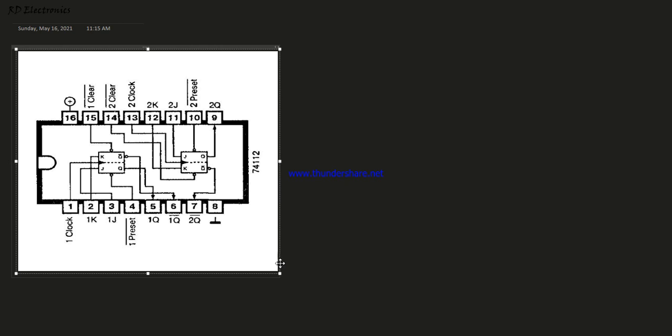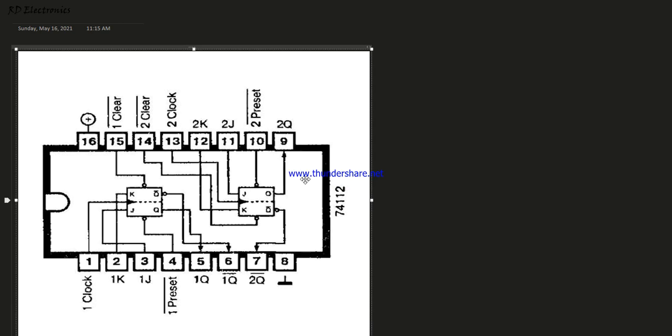Now the next one is 74112, a dual master slave negative edge triggered JK flip-flop. Basically this is negative edge triggered. Here this is the clock input. This is the first JK flip-flop, K input, J input. This is preset, and this is clear. Pin 16 is connected to plus VCC, pin number 8 is connected to ground. This is Q and Q bar of the first flip-flop. This is Q bar of the second flip-flop. This is Q of the second flip-flop. This is the preset input of the second flip-flop. This is J and K, clock, and clear input of the second JK flip-flop. So there are two JK flip-flops available in one IC. The IC name is 74112.